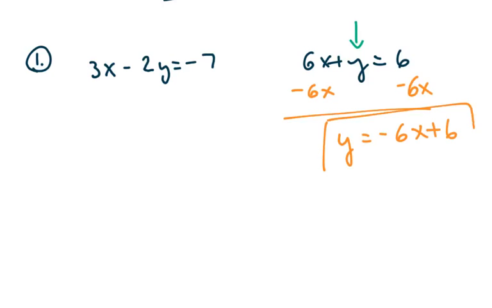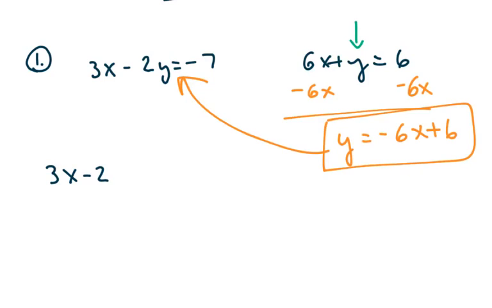Which means I can take this value here and substitute it into this equation. So note, this equation will be the same thing, except instead of calling it y, we'll call it negative 6x plus 6. Why is that okay? Well, because we just said y is negative 6x plus 6. So instead of calling it y, I can call it negative 6x plus 6. And from here, all I need to do is solve.